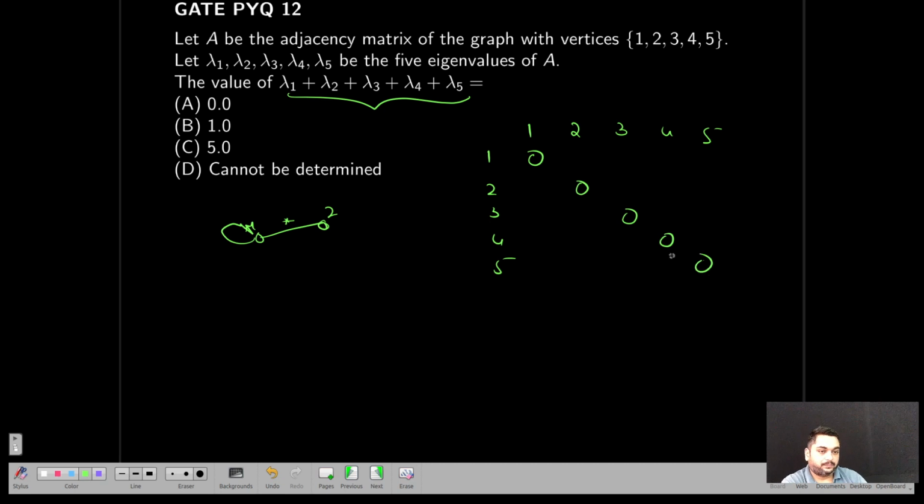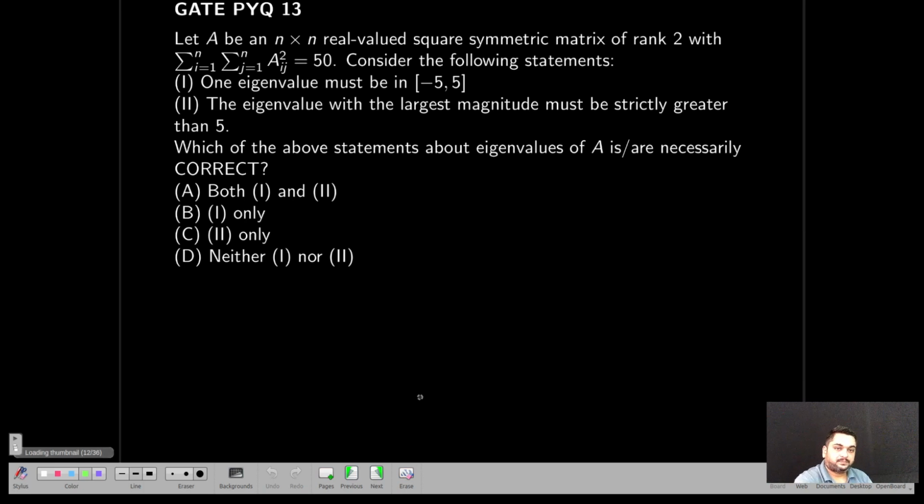0 and 0. That means what? All the diagonal elements are 0. Then all the eigenvalues will also be 0. This is the answer. Next.